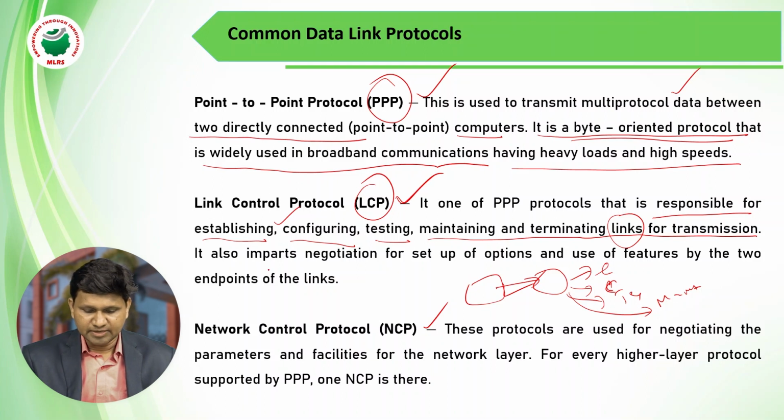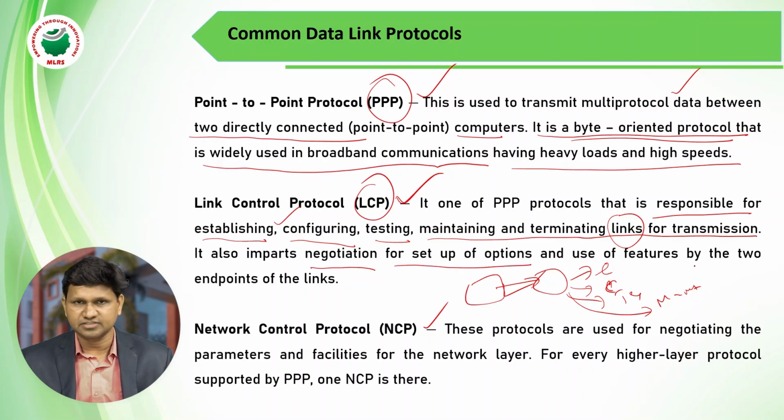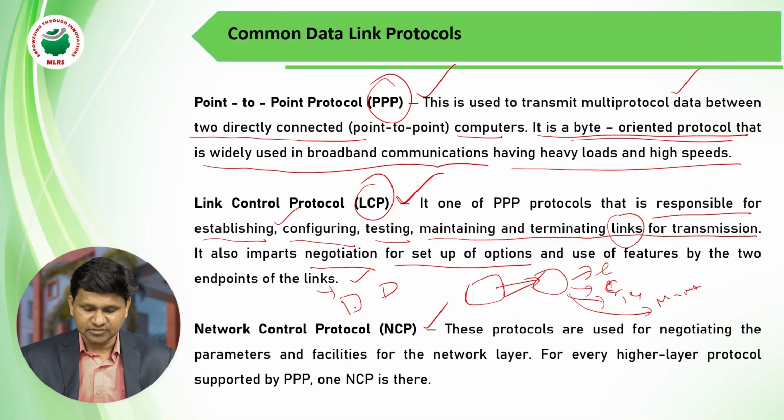It also imparts negotiation for setup options and use of features by the two endpoints of the links. In computer networks, little attention is paid to what is in between the communication, but at the endpoint of the user, sending and receiving also plays a vital role. That's the reason for setup options and use of features by the two endpoints of the links.